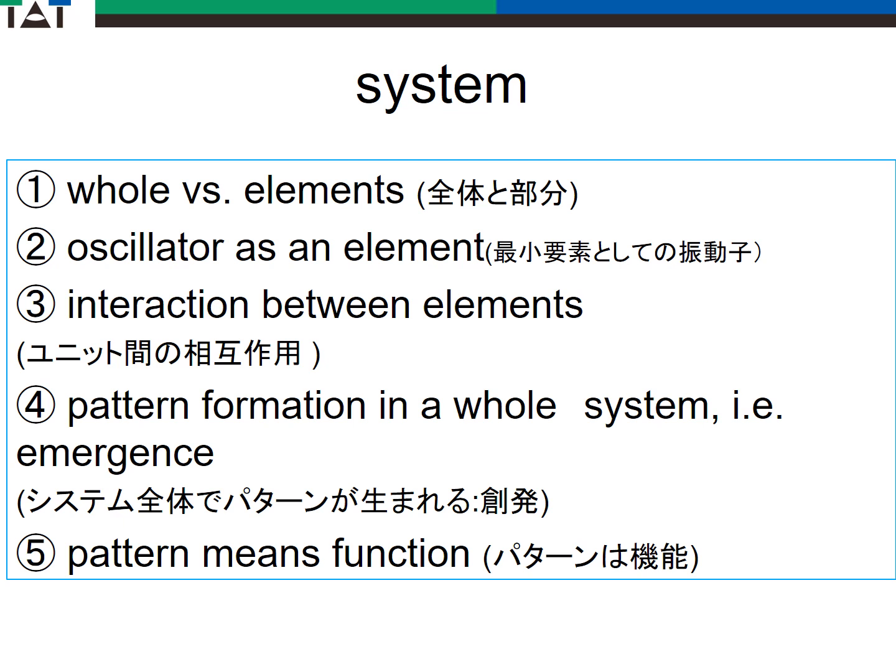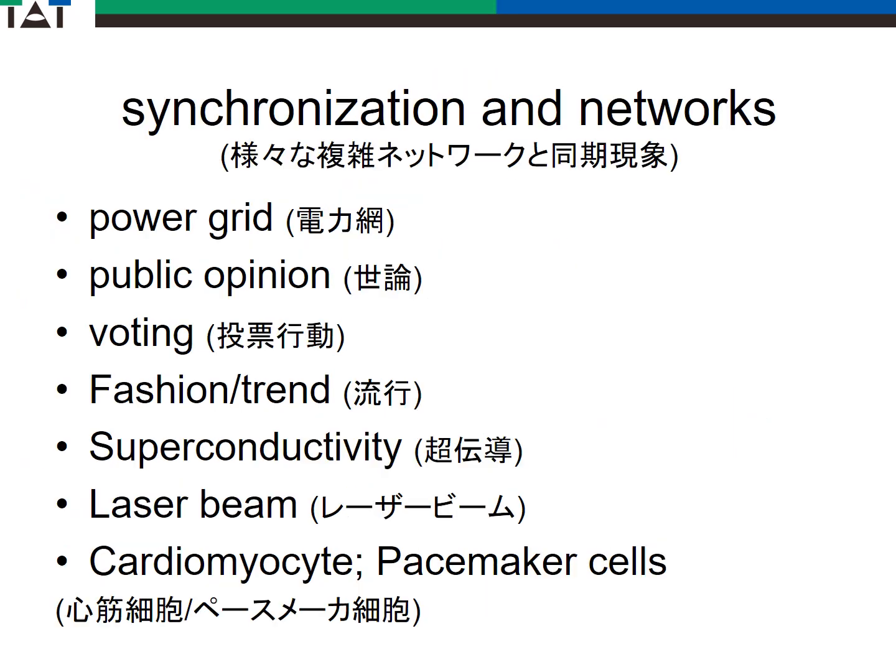5 elements are important to discuss about the system. Whole process elements. Oscillator as an element. Interaction between elements. Pattern formation in the whole system. Pattern means functions. Synchronization and network. And we showed some example of the synchronization in the network.